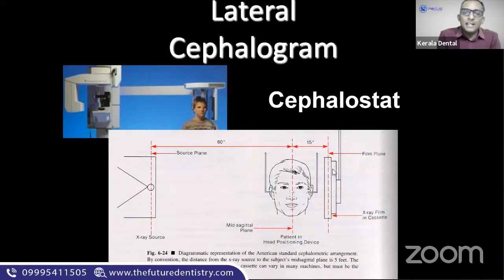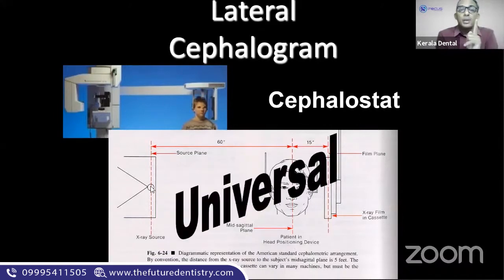It's a universal phenomenon going on. That is, it is a 60-inch distance from the mid-sagittal plane and another 15-inch to the cassette, the film or the digital sensor, whatever it is. I've seen questions, how much is the focal length of the X-ray source? Watch out. But what I'm trying to cover here is, this is universal.